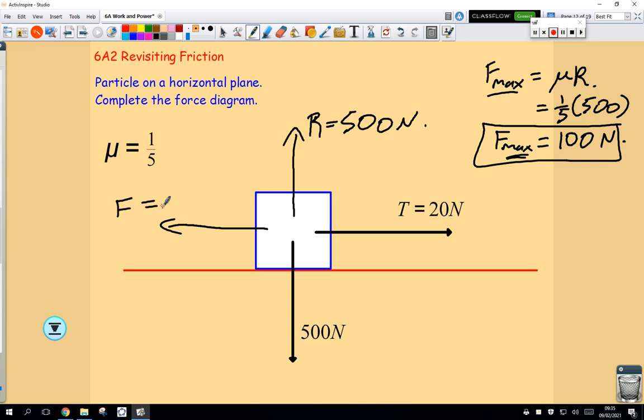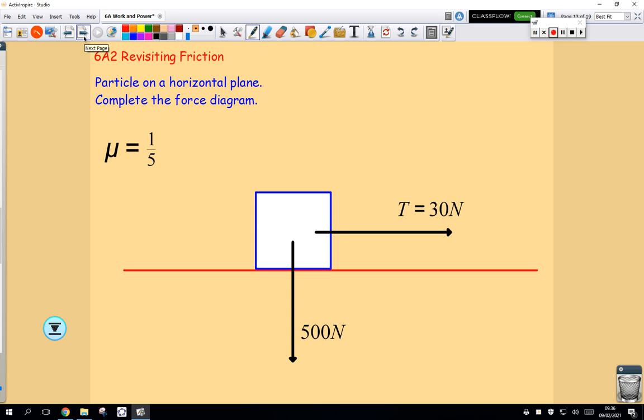So what is the friction force here? Well, the tension force that's trying to create motion to the right is 20 newtons. Can friction match it? Yes, it can, because friction can reach 100 newtons. But it doesn't need to reach 100 newtons in this case. It only needs to reach 20. So the friction force in this case would be 20 newtons. If I increase the tension force by pulling harder on this string, then I will increase the friction force too.